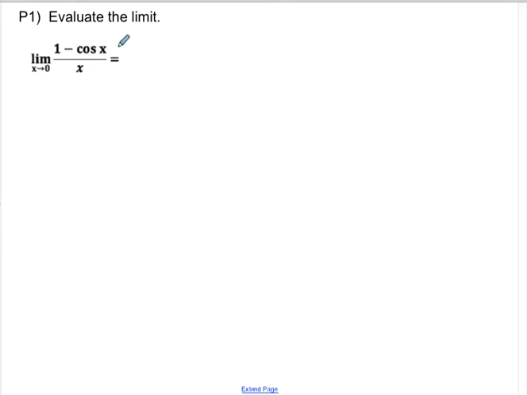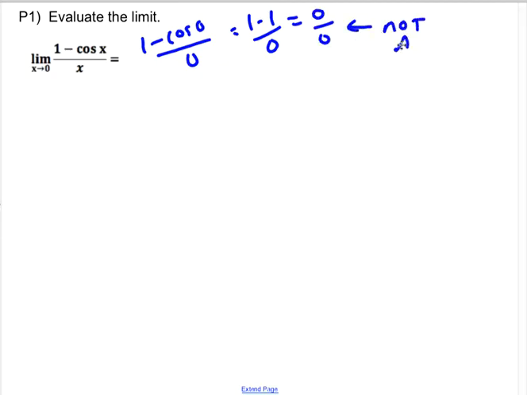All right, so moving on. You're going to go ahead and try this one. All right, so try P1. You can pause me if you want. You should always plug in to make sure that it's okay to do L'Hopital's. So this is going to be a 1 minus a cosine of 0 over a 0. Well, that's a 1 minus 1 over 0. It's definitely a 0 over 0. So that is not the answer, but it means that I'm okay to do L'Hopital's.